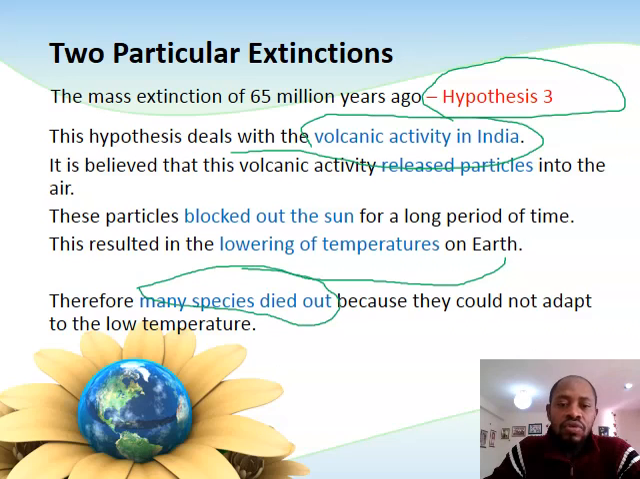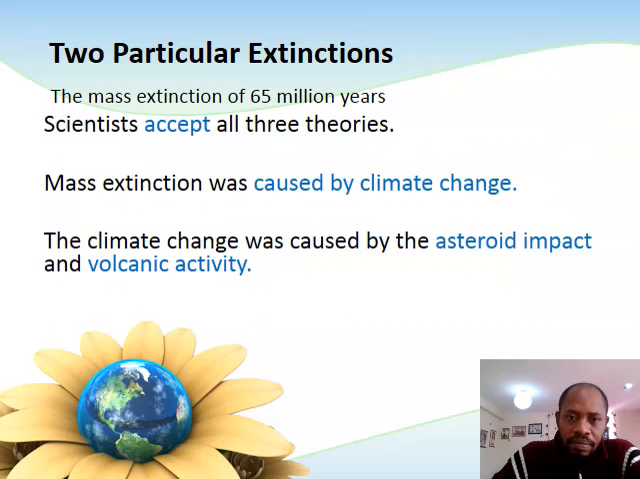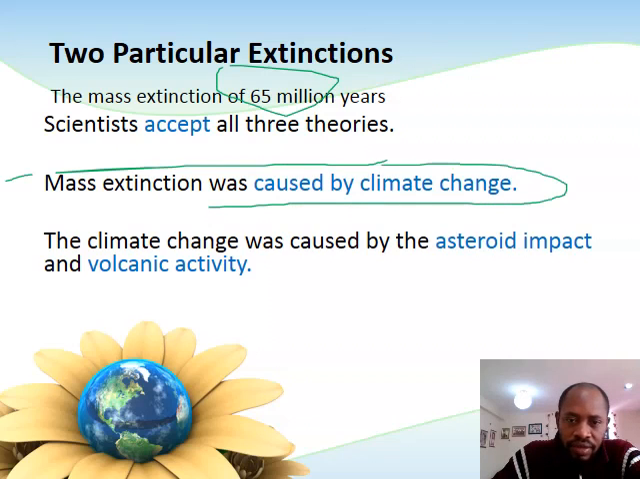For the fifth mass extinction, scientists accept all three theories to say it was caused by change in climate, which in turn was caused by the impact of the asteroid and volcanic activity.